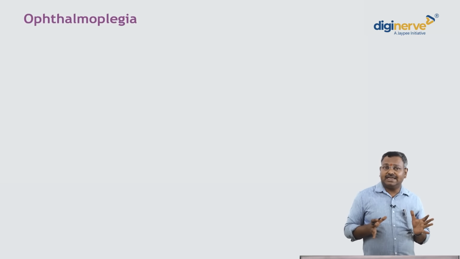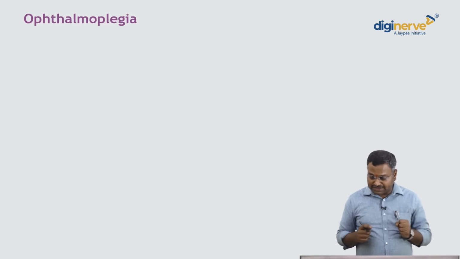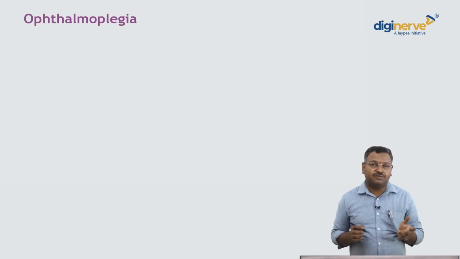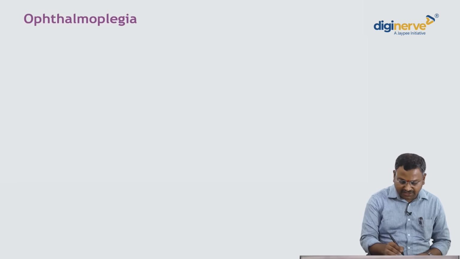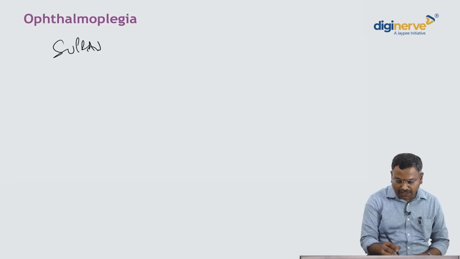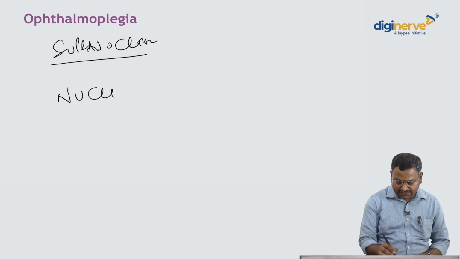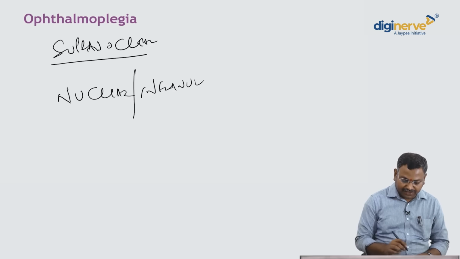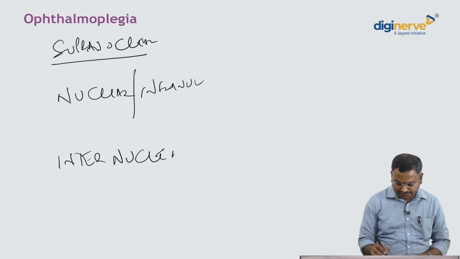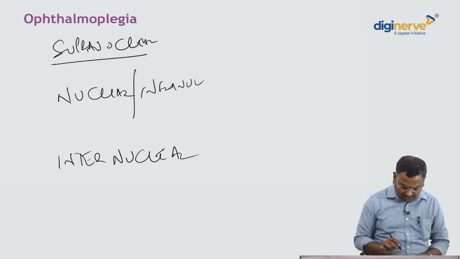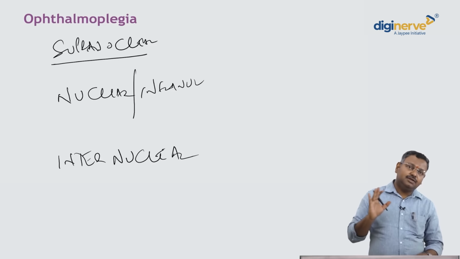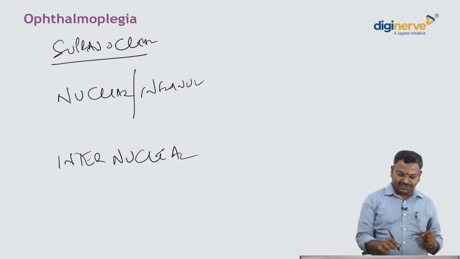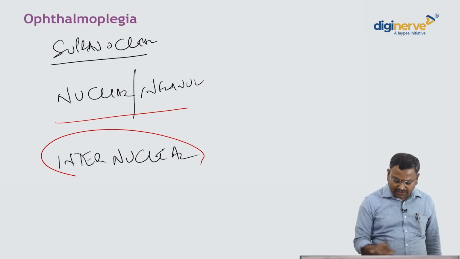Coming on to the 3-4-6 cranial nerve involvement, you call it ophthalmoplegia. Ophthalmoplegia could be of various types. We classify the ophthalmoplegias as supranuclear ophthalmoplegia, nuclear ophthalmoplegia or infranuclear ophthalmoplegia, that is LMN. And one more type is what we call internuclear ophthalmoplegia. That is specific: otherwise all cranial nerves are either supranuclear or nuclear/infranuclear, only two types, facial or any, but for 3-4-6 you have one new type called internuclear.